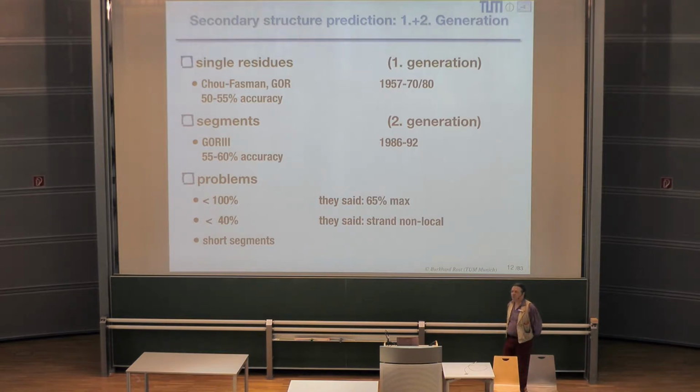Similarly, beta strand prediction is very poor, at levels slightly above random, only because the strand formation is non-local in sequence, and there are short segments predicted.